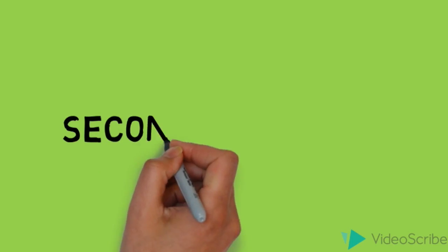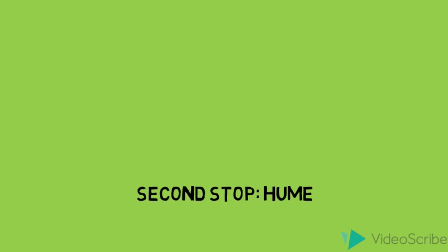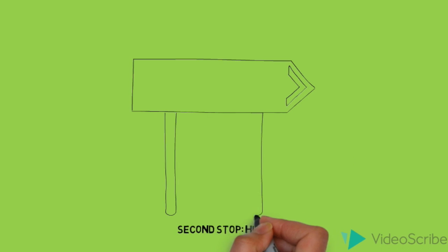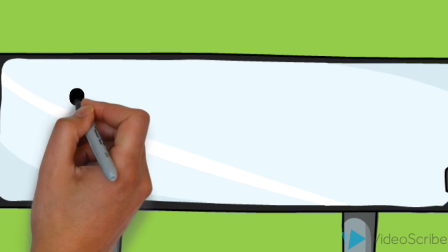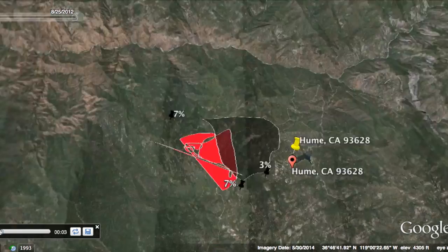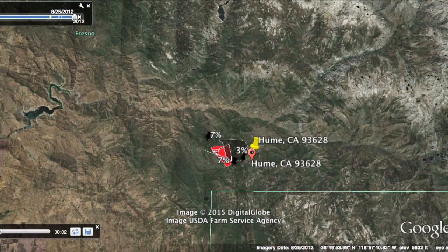Our second stop will be Hume. In Hume, we will examine an atmosphere hazard known as wildfires. Hume is located in the Sequoia National Forest. The red coloring in the center shows a satellite-detected fire.